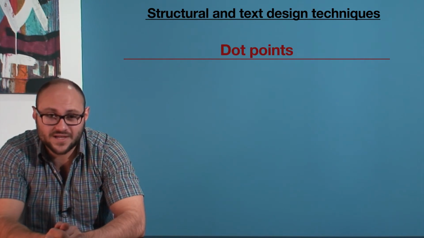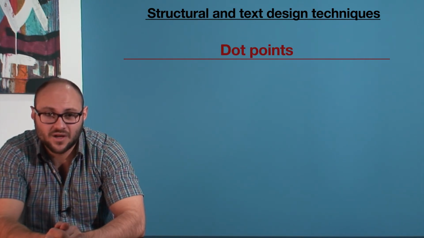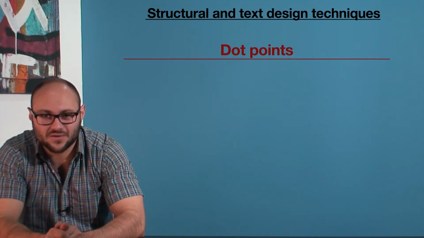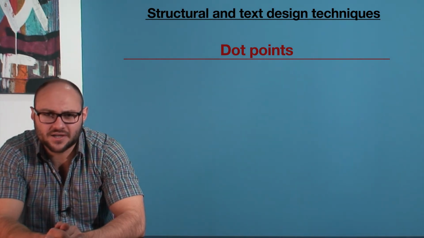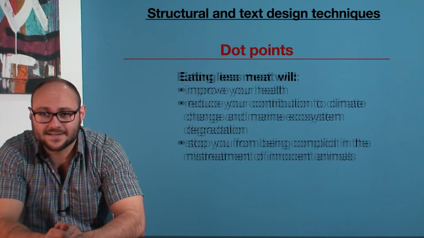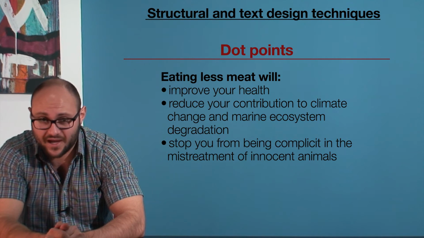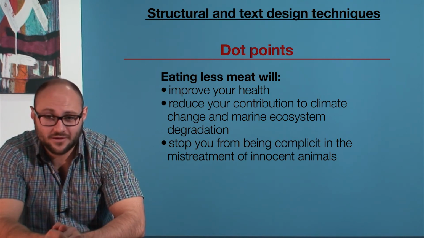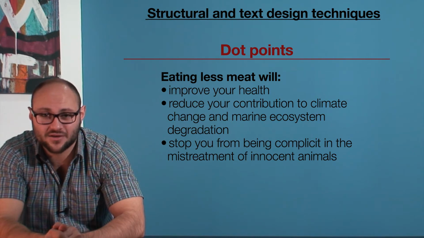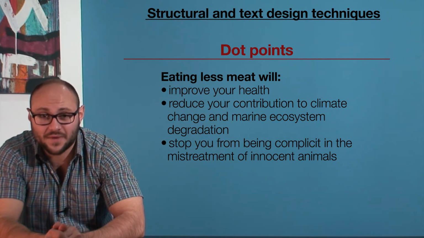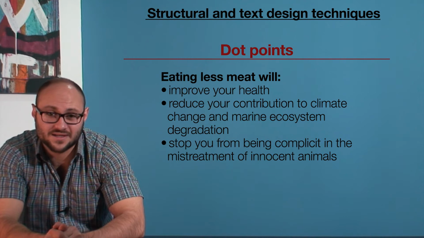Dot points are a good technique to keep your eyes peeled for. They fundamentally make an idea easier to follow. Let's take a look at some different ways dot points can be used. Imagine that I'm trying to persuade you to be a vegetarian, and I provide my argument to you in this way. Eating less meat will improve your health, reduce your contribution to climate change and marine ecosystem degradation, stop you from being complicit in the mistreatment of innocent animals.